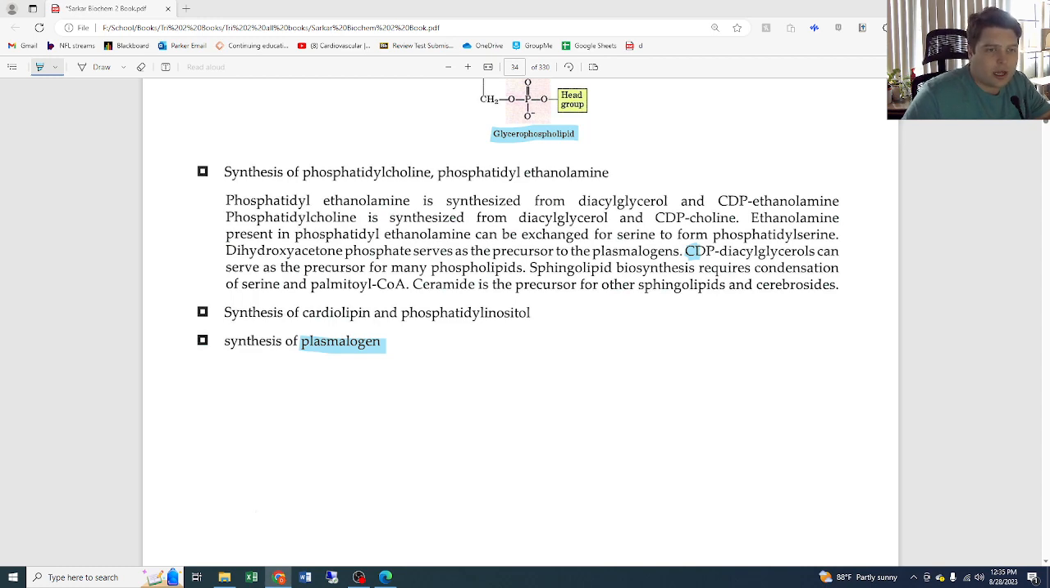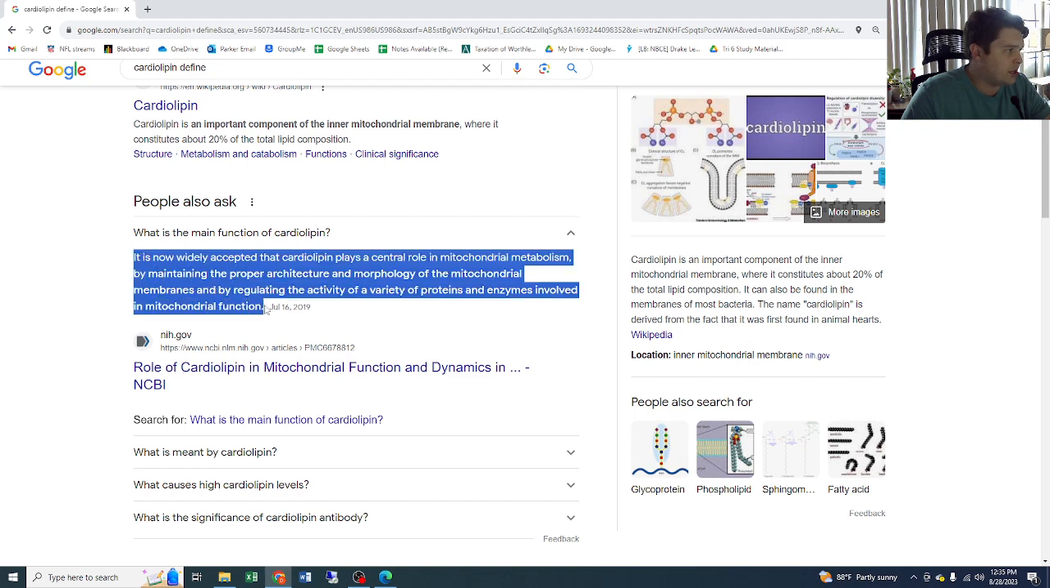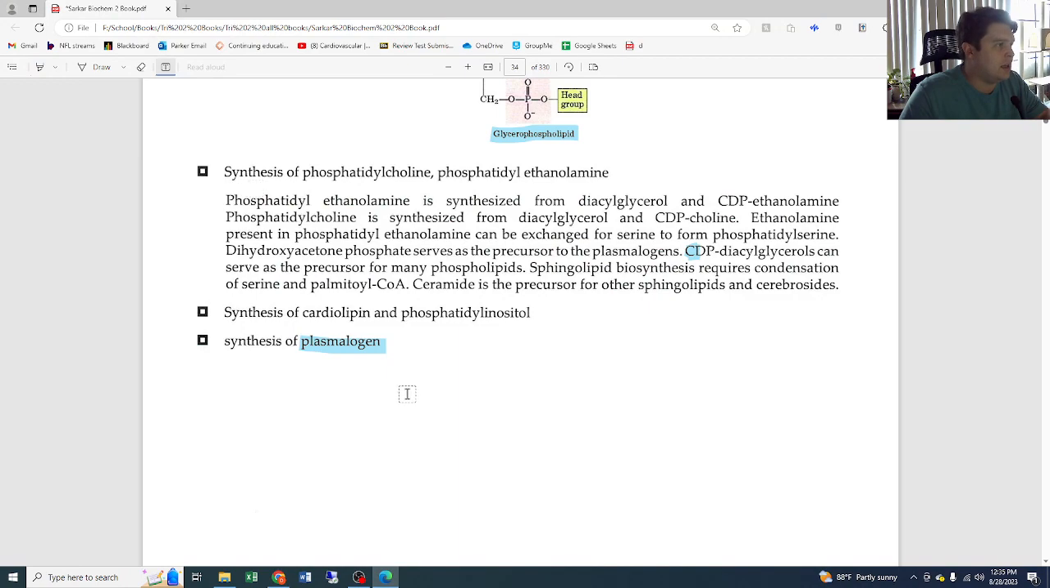So the cardiolipin, here we go. The cardiolipin plays a central role in mitochondrial metabolism by maintaining the proper architecture and morphology of the mitochondrial membranes and by regulating the activity of a variety of proteins and enzymes involved in mitochondrial function. Let's go ahead and put that in here.